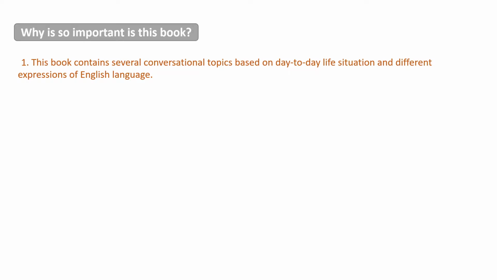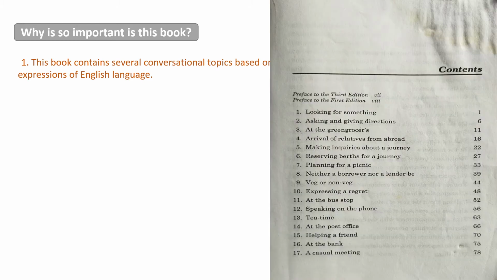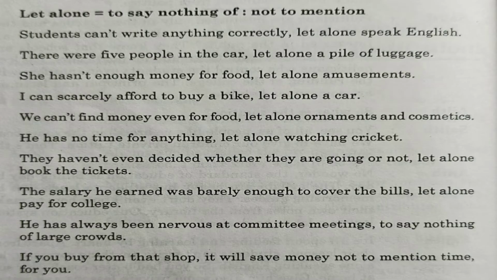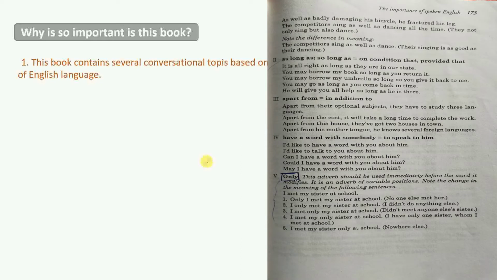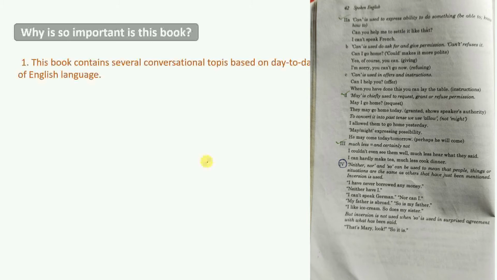Now, I'll tell you. First, this book contains several conversational topics based on day-to-day life situations and different expressions of the English language. It has more than 250 topics, like hobbies, transport, family, visiting, party and so on. And in that particular situation, what kind of unique sentence or expression native people use, it explains in a very simple manner at the end of that conversational topic.